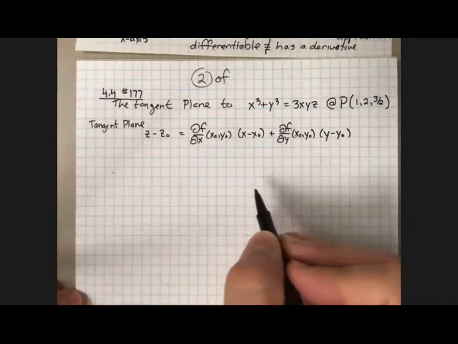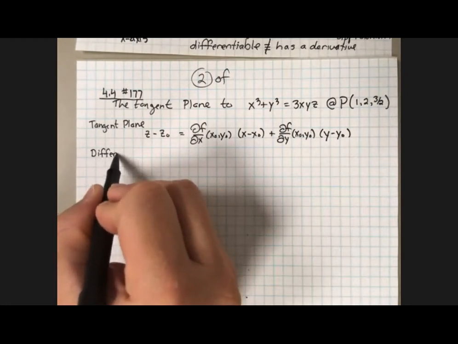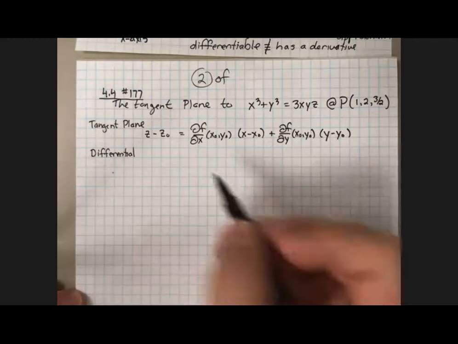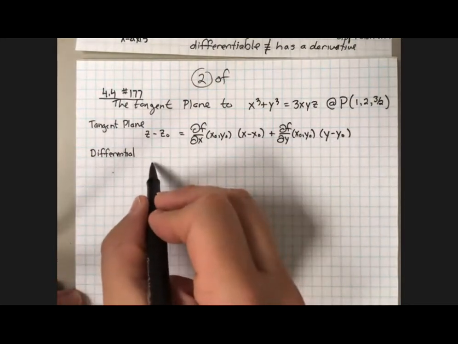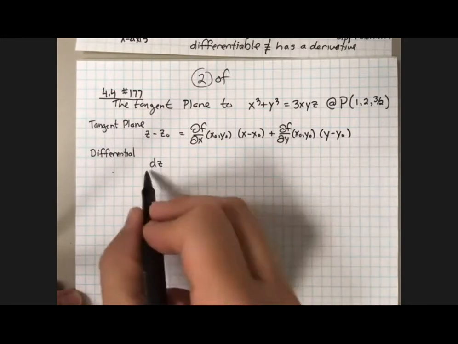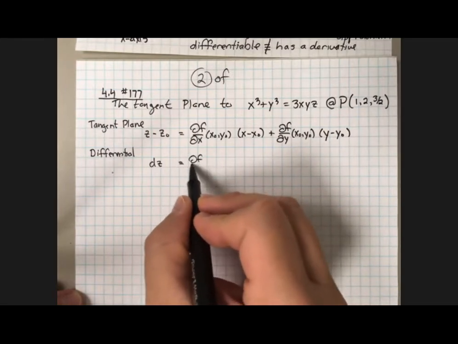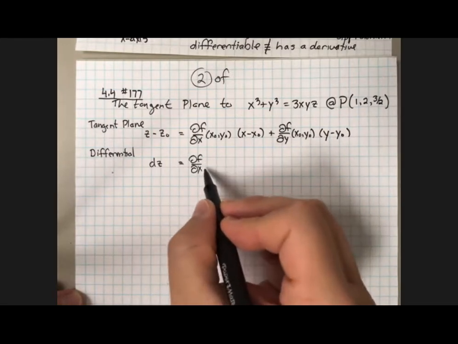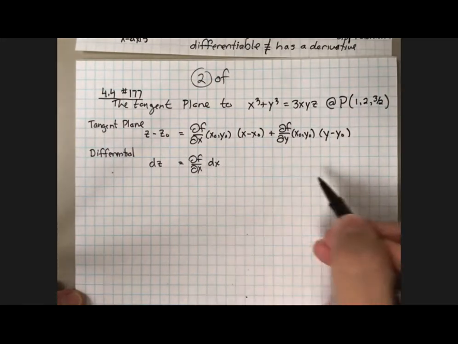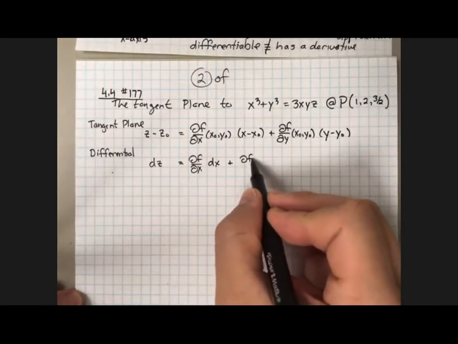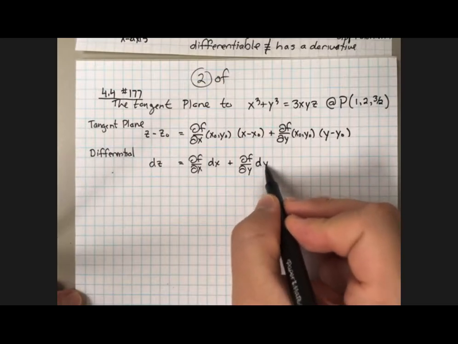It's also, by the way, the equation for what people call the differential. But we use different notation when we write this. Differential means change. So change in z, you could represent as the differential dz. The little bit of change in z is equal to the rate of change of the function in the x direction times the little bit of change in x plus the rate of change of the function in the y direction times the little bit of change in y.